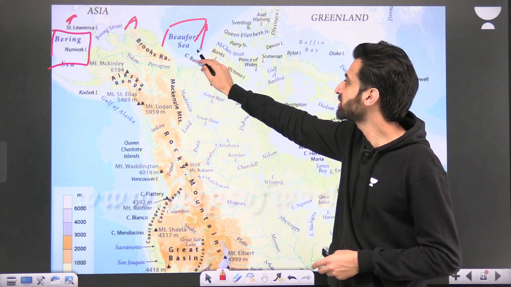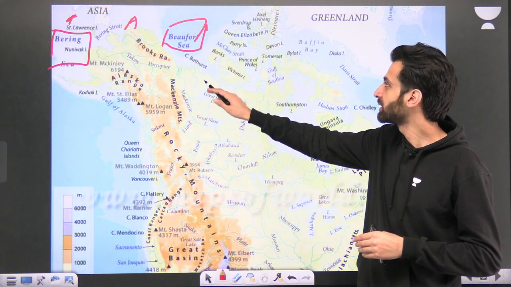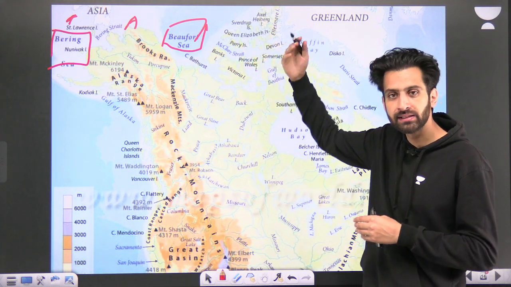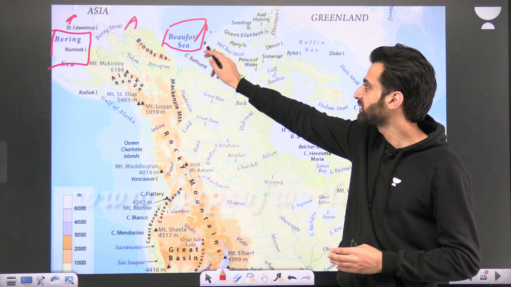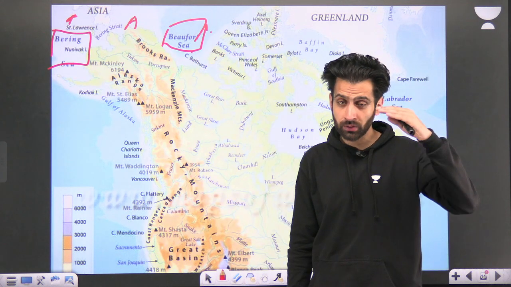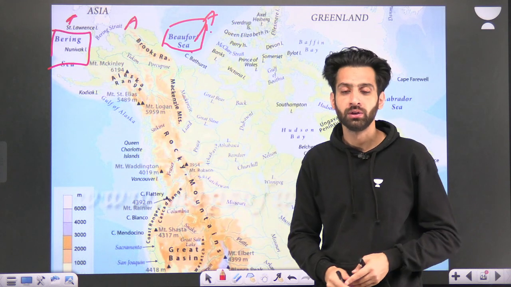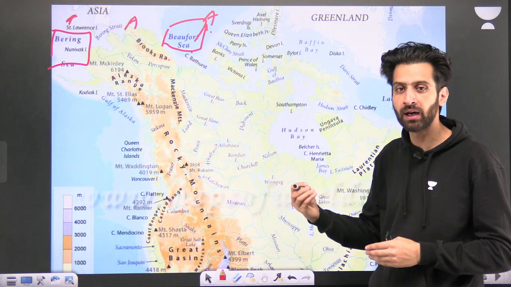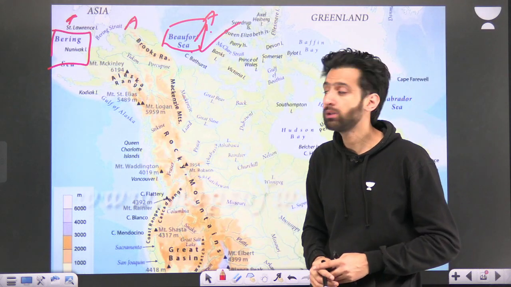Then we have one more, that is Beaufort Sea. It is located to the north of Canada. I already mentioned Canada, the islands here, the Elizabeth Island, the Banks Island and the Victoria Island. So it's located around this region, that is Beaufort Sea, to the north of Canada, and it's a part of the Arctic Ocean. You should also know which sea is the part of which ocean. This is a part of the Arctic Ocean.